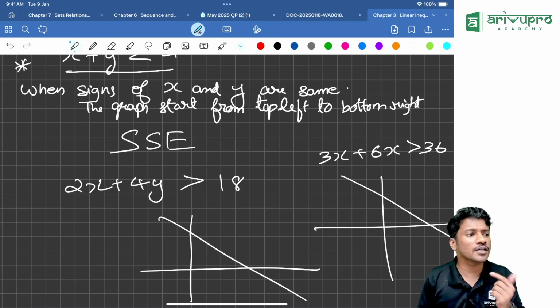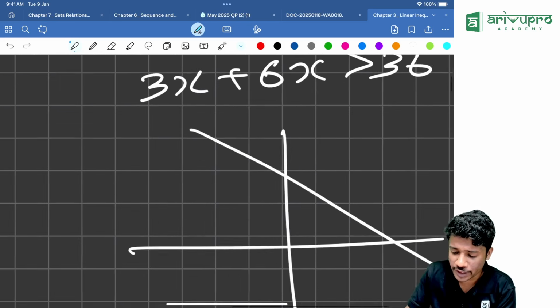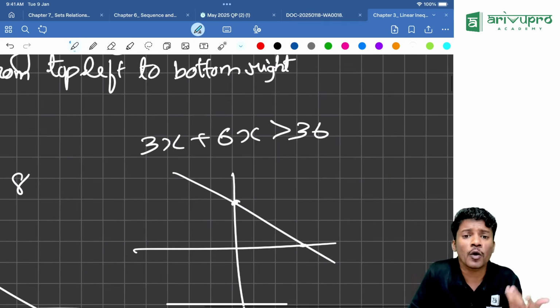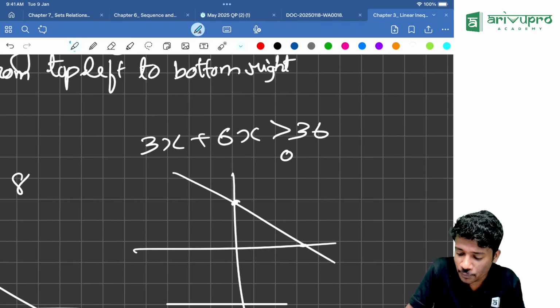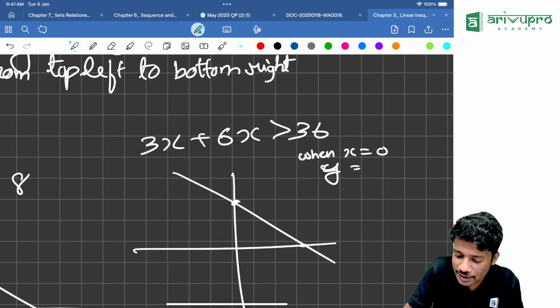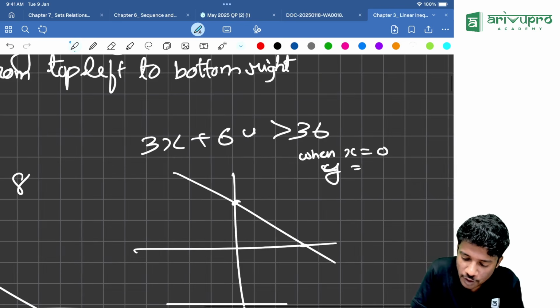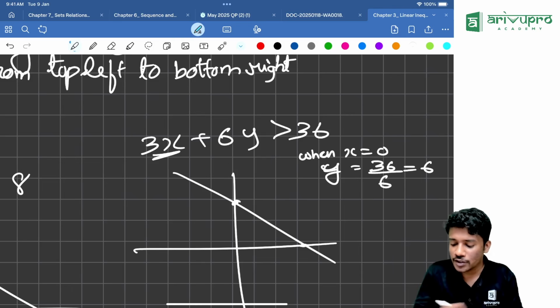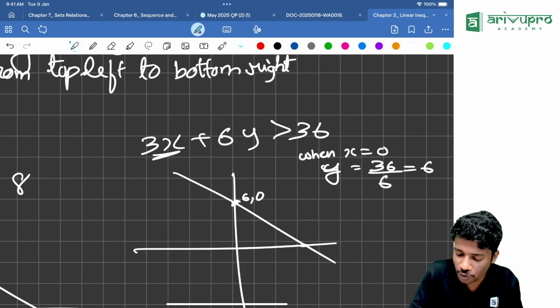Now you will ask me, sir, what if we need to know the points? This point and this point. How will you find that? For that, put x is equal to 0. When x is equal to 0, y is equal to how much? Y is equal to 36 divided by 6, which is equal to 6. That means this point is (0, 6).